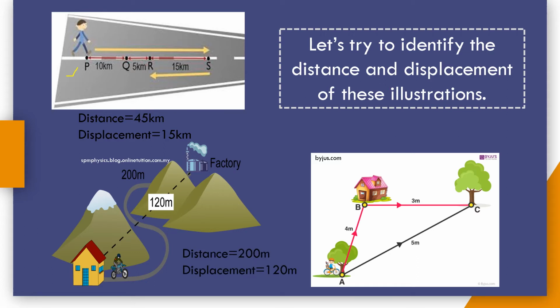Next natin is ito, yung mountains na ito. Okay, so the distance traveled by the biker from the house to the factory is 200 meters.